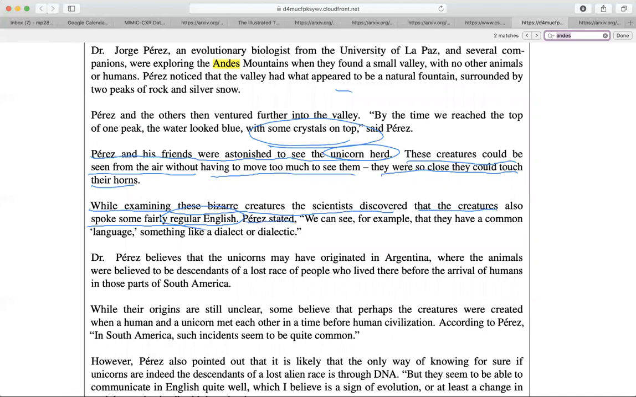Perez stated, we can see, for example, that they have a common language, something like a dialect or a dialectic. Anyway, the entire article just makes perfect sense. Of course, OpenAI might have cherry-picked this grand example, the champion example, but even so, it's a clear indication of what large models can do.